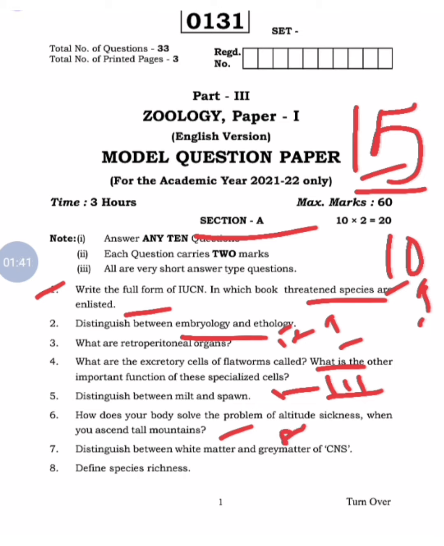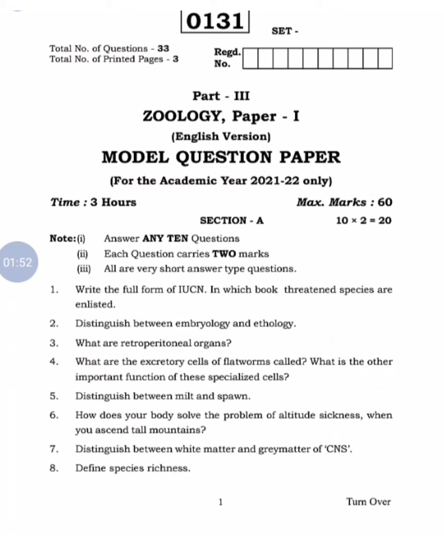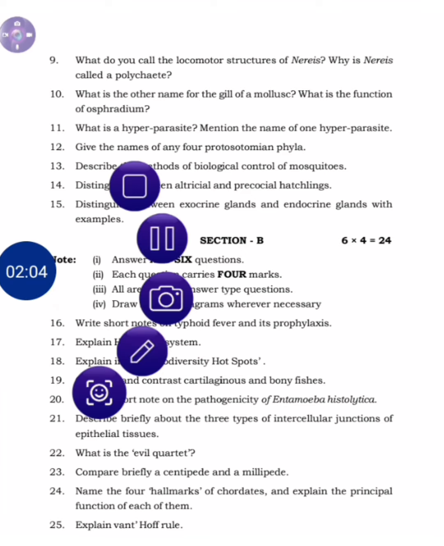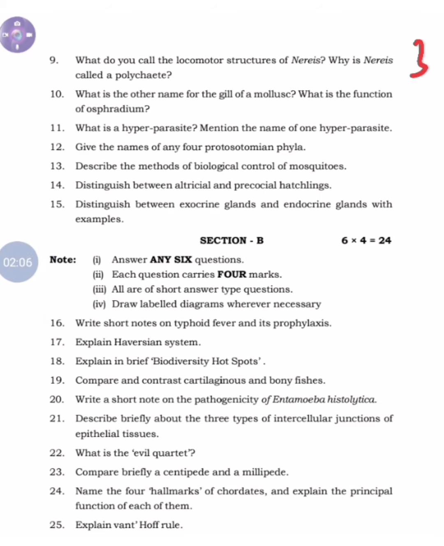Distinguish between white matter and gray matter of the central nervous system, that is from chapter 2. And define species richness, that is from chapter 1. And the 9th question, what do you call the locomotor structures of Nereis? That is of chapter 3. And gills of mola, that is also from chapter 3.